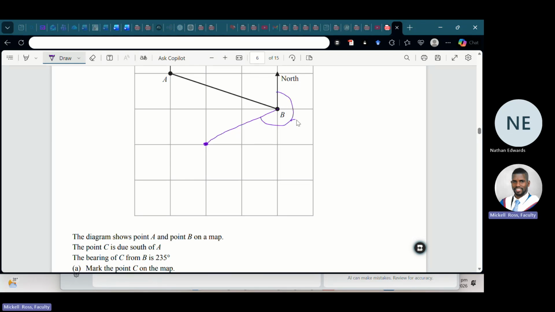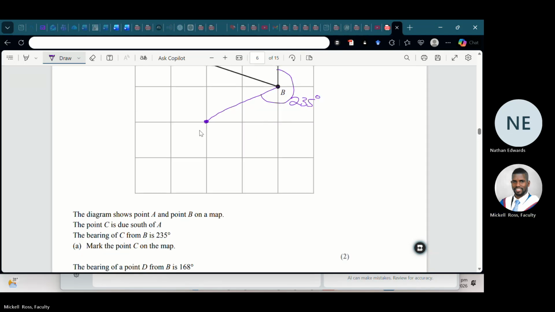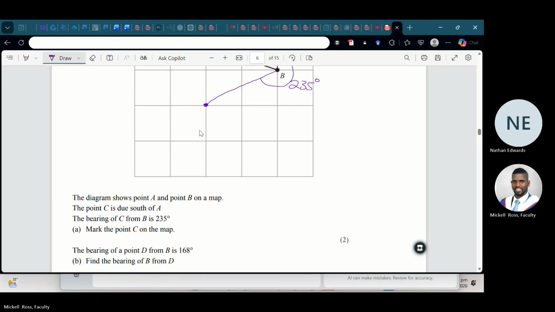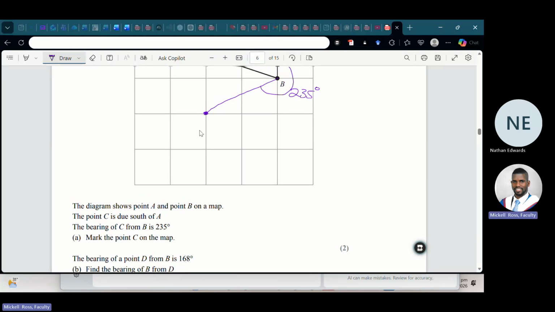it says 235. So I'm going to put it at about here. And it says it is due south.